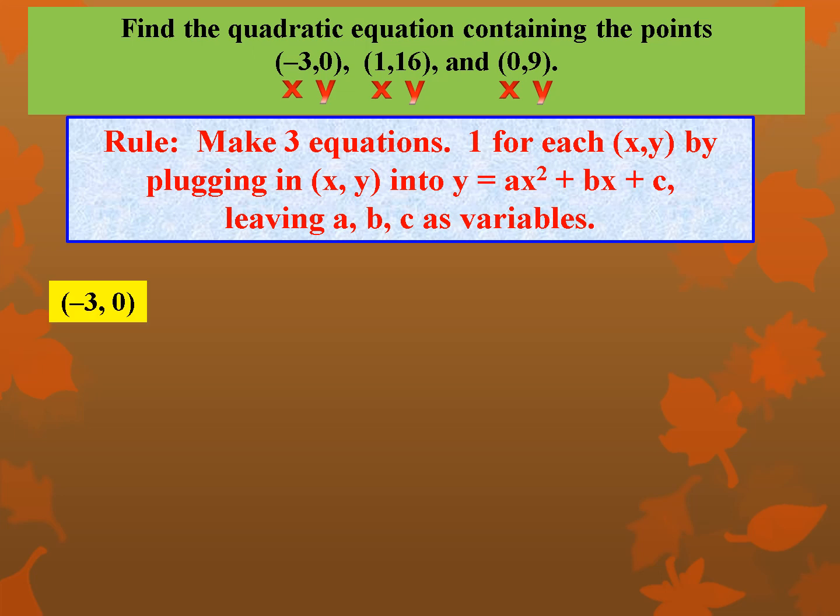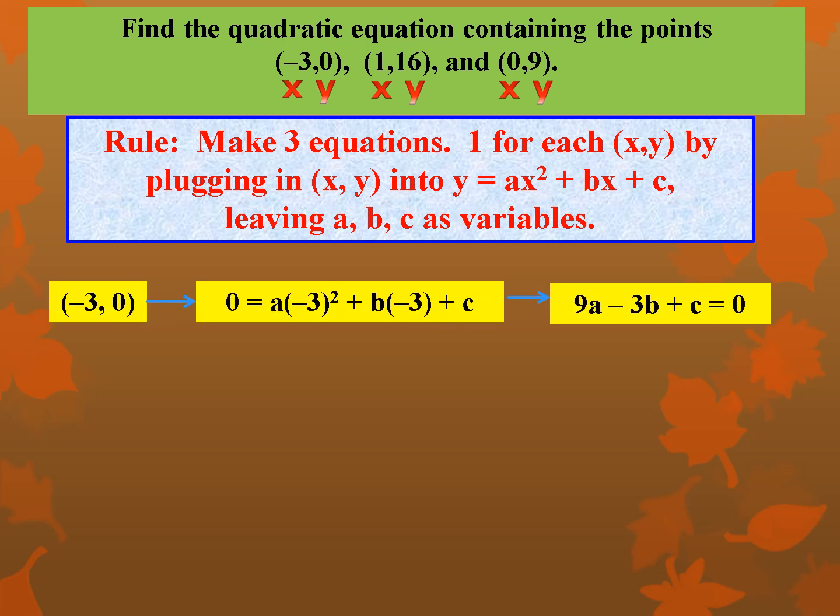So I'm going to first plug in (-3, 0). The negative 3 obviously is my x. The 0 is my y. So I'm going to plug in 0 for y and negative 3 for x. Okay. Now we need to simplify. Now when we simplify after we square or whatever we're going to do with that x, please move it to the front so it looks like a real coefficient.